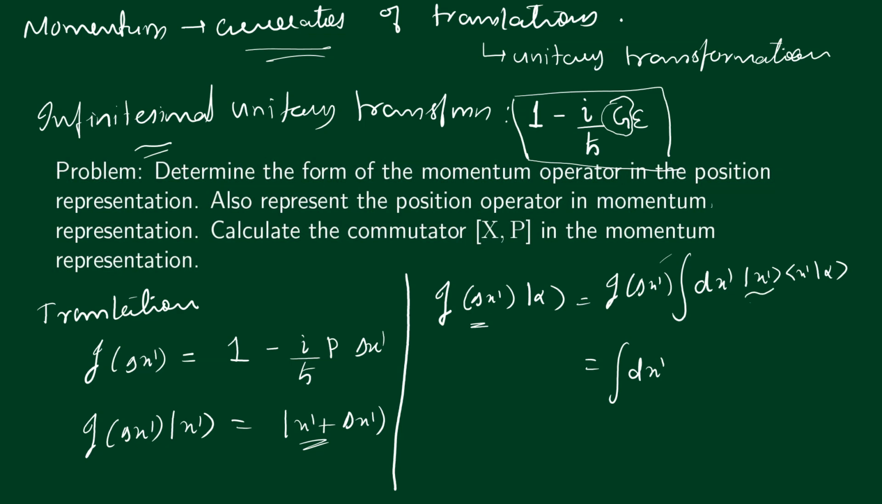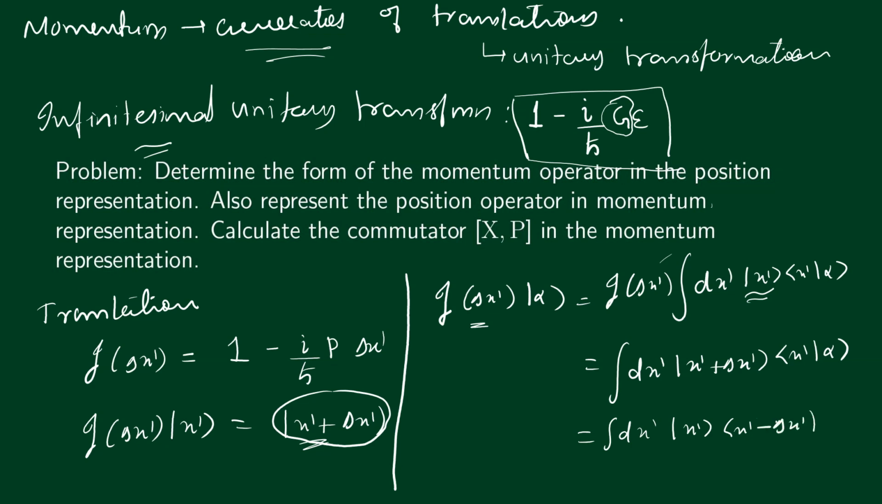J of delta x prime acting on ket x prime is defined as ket x prime plus delta x prime. So I'll write the action here, the action of J of delta x prime on ket x prime as ket x prime plus delta x prime, and I have here bra x prime ket alpha. Now we can just make a change of coordinates and write this again as integral dx prime. Instead of x prime, we can use x prime minus delta x prime. So that will make this ket x prime and bra x prime minus delta x prime ket alpha. I've just shifted the origin of my coordinate system by a small amount.